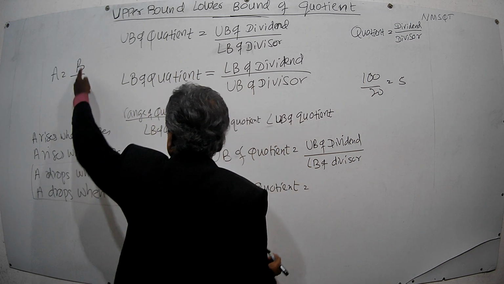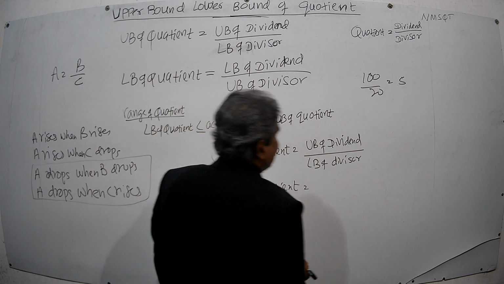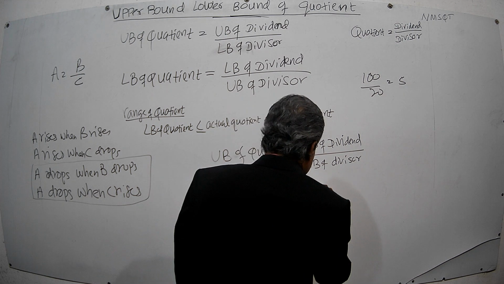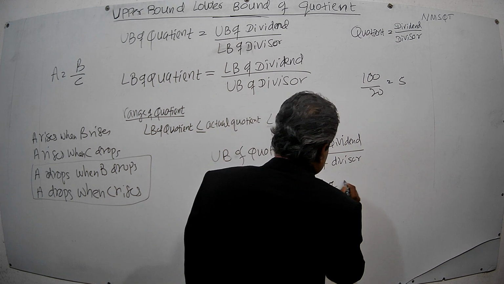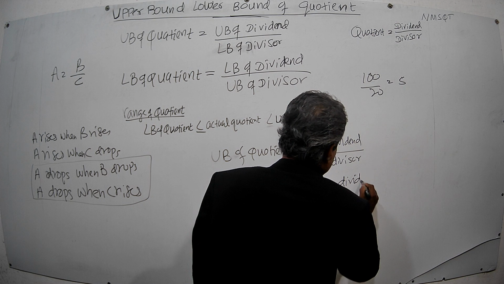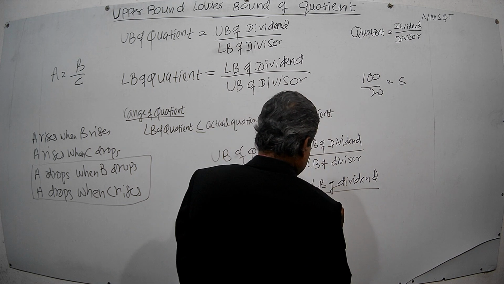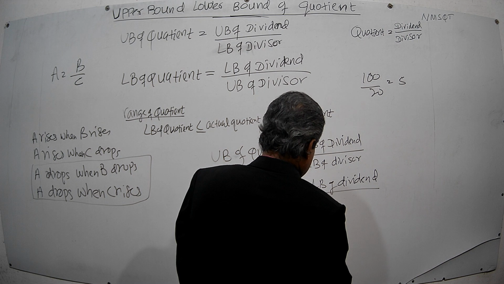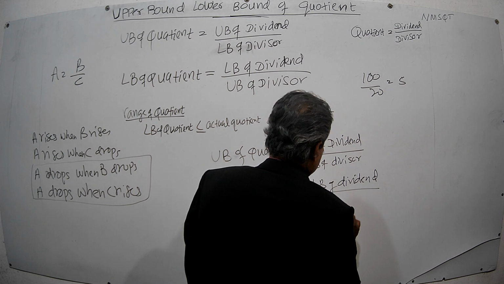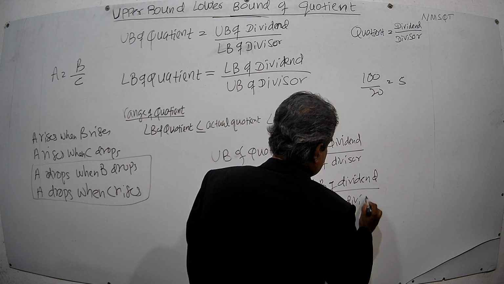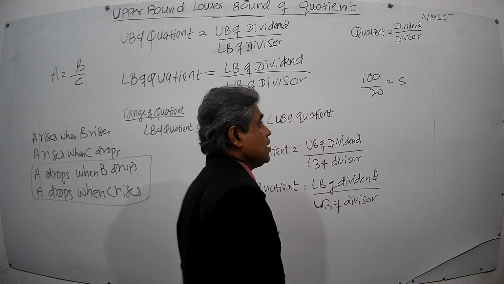The dividend must decrease. That means the lower bound of the dividend, and the upper bound of what? Upper bound of the divisor. So that is the thing.